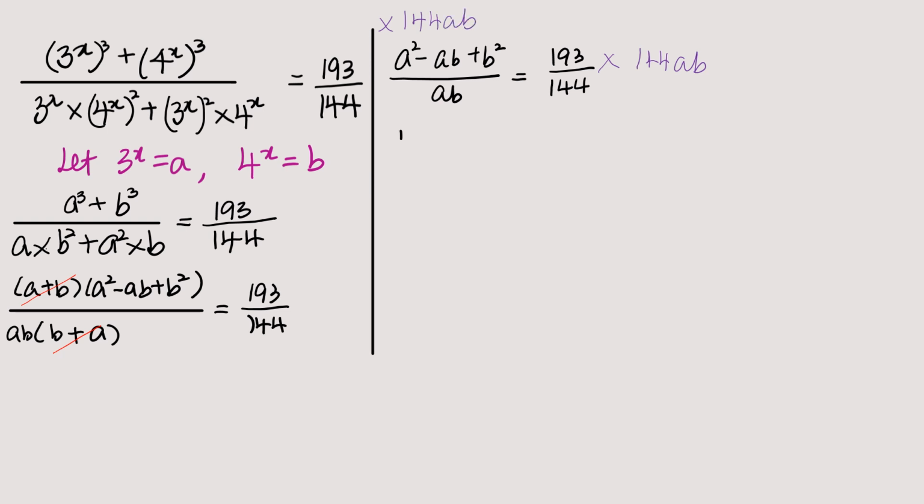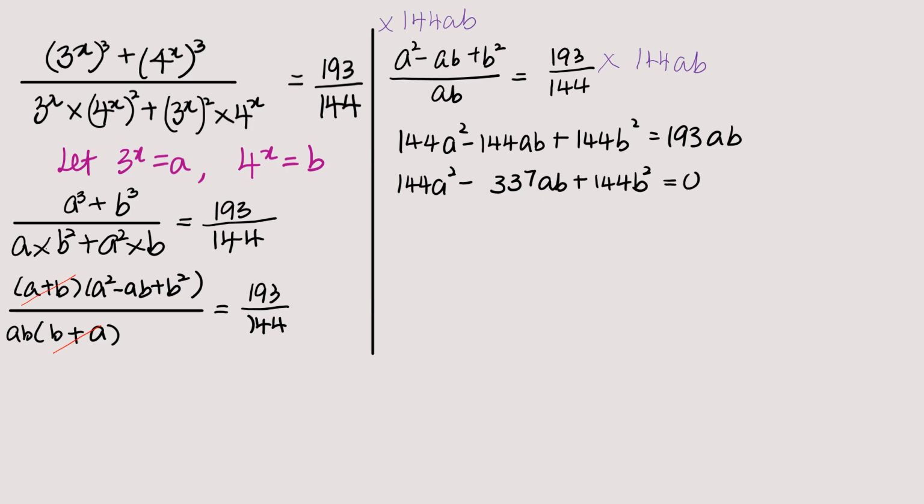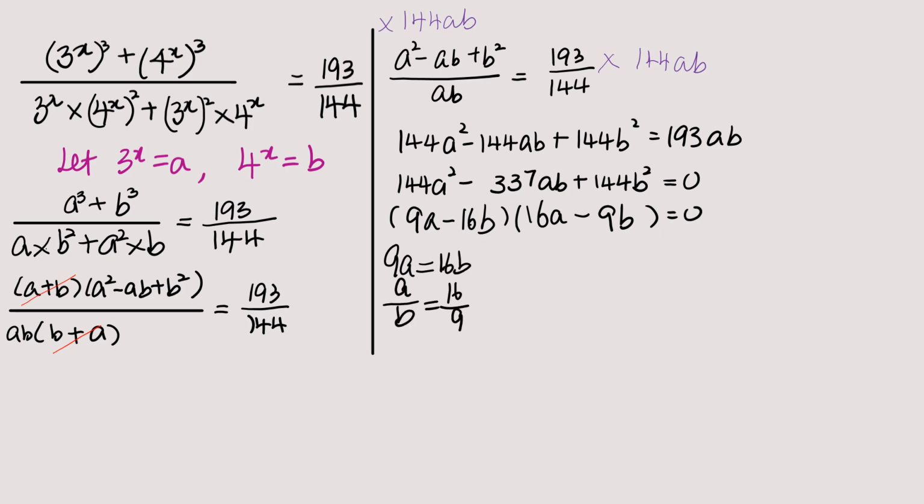And this is what you'll get at the next step. And then if you put everything on the left hand side, what you get is a quadratic equations where you can just use a calculator to help you factorize it, where you can get 9a minus 16b multiplied by 16a minus 9b equals to 0. And then we can apply the AB product rules to get 9a equals to 16b, right?